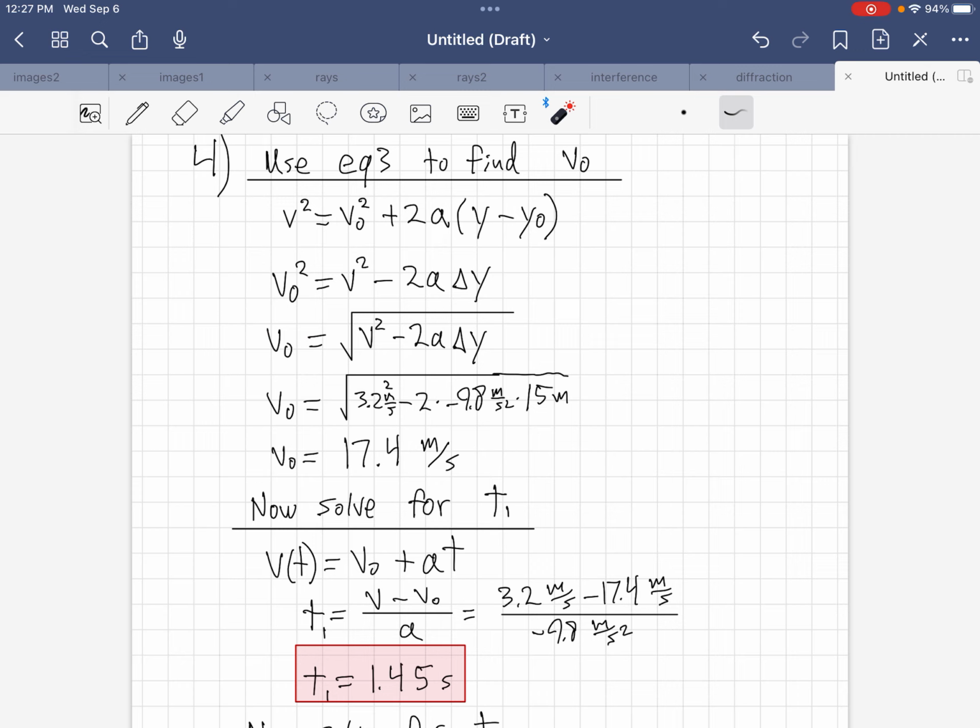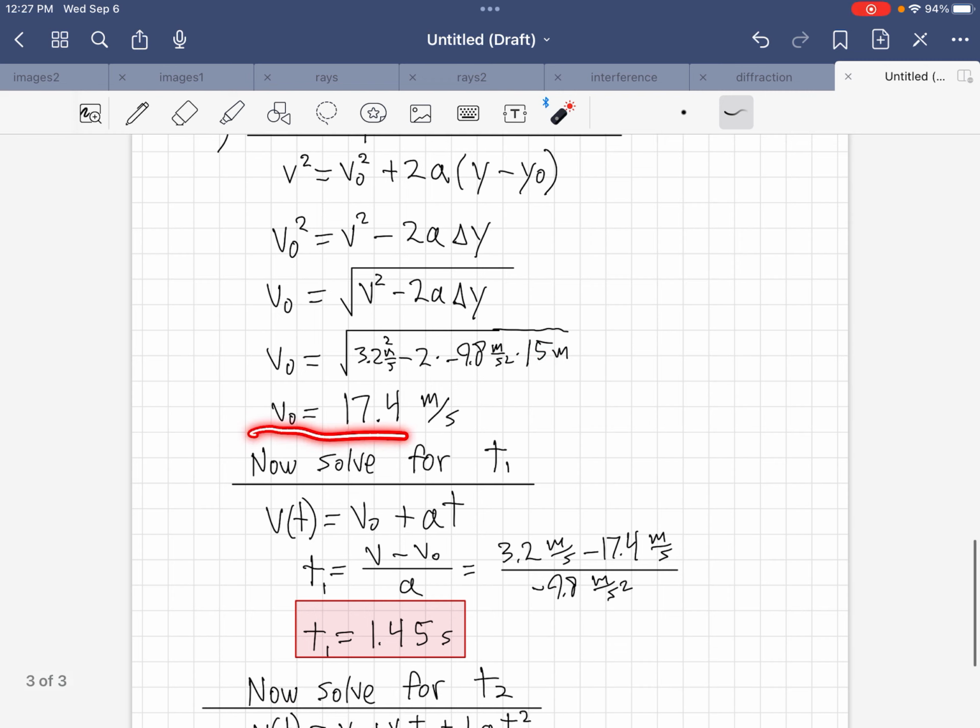So 3.2 meters squared minus 2 times negative 9.8 times 15 meters. And we're going to find that the initial velocity is 17.4 meters per second.